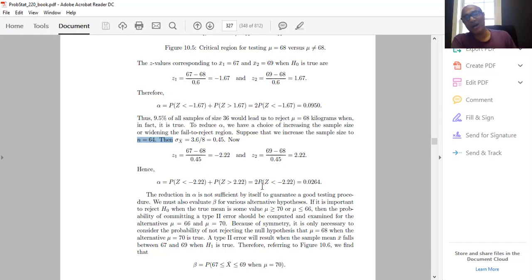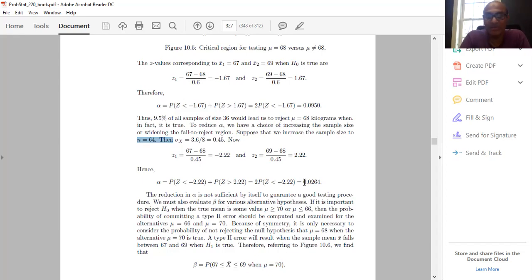Now after increasing my sample size, almost making it double, even though it doesn't give us the proper probability estimation, 0.0264. So I would say that the reduction in alpha is not sufficient by itself to guarantee a good testing procedure, right? And we must also calculate now beta, my second error. So how am I going to get my beta? Just look over here, guys.